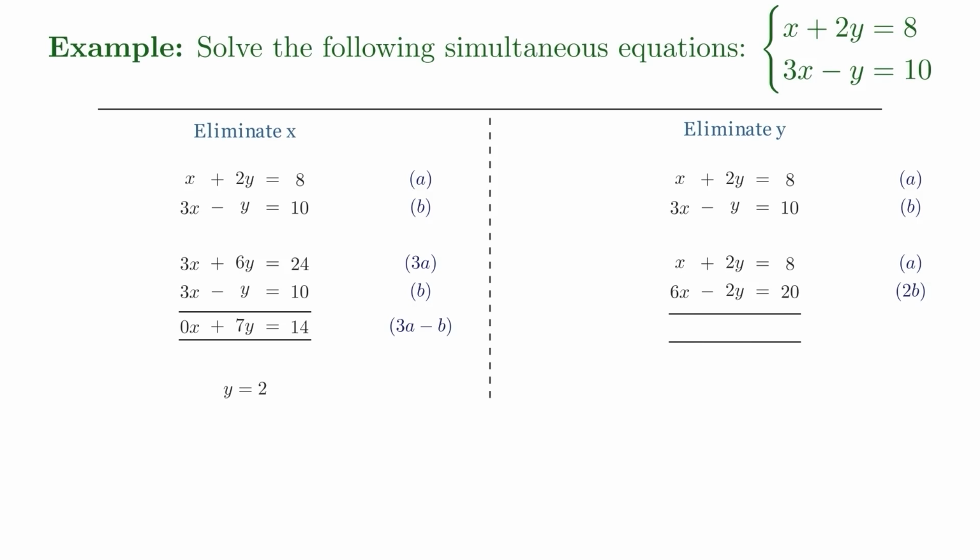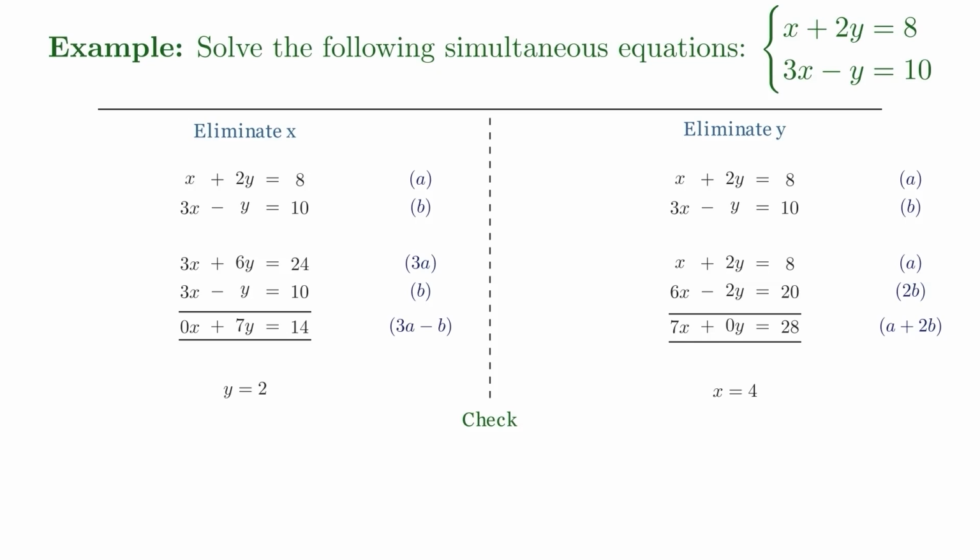So x plus 6x is 7x. The 2y plus minus 2y is 0y. And then 8 plus 20 is 28. So to solve for x, I divide both sides by the 7, and this gives me x is equal to 4. So now I've found both x and y, I can plug these back into the original equations to check that they work.